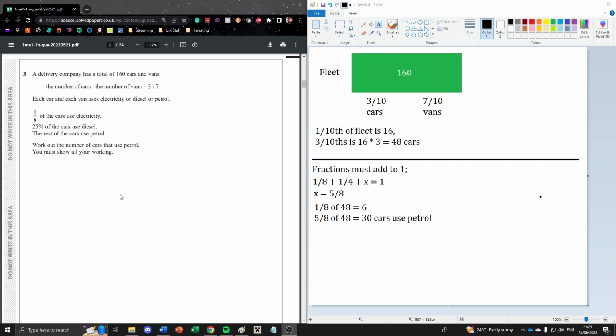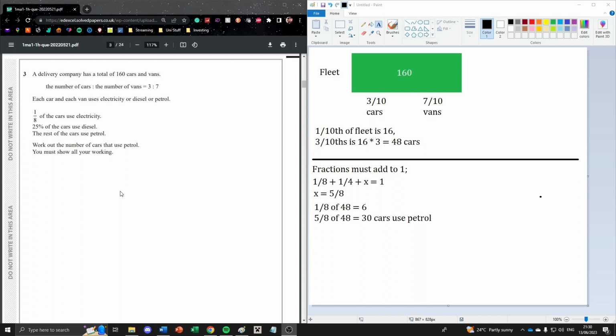Question 3 involves two different topics. We have ratios and we have fractions. So it says a delivery company has a total of 160 cars and vans. The ratio of the number of cars to the number of vans is 3 to 7, and each car and each van uses electricity or diesel or petrol. 1/8 of the cars use electricity, 25% of the cars use diesel, and the rest of the cars use petrol. And we want to work out the number of cars that use petrol, and we must show all of our working. So this question is effectively in two parts.